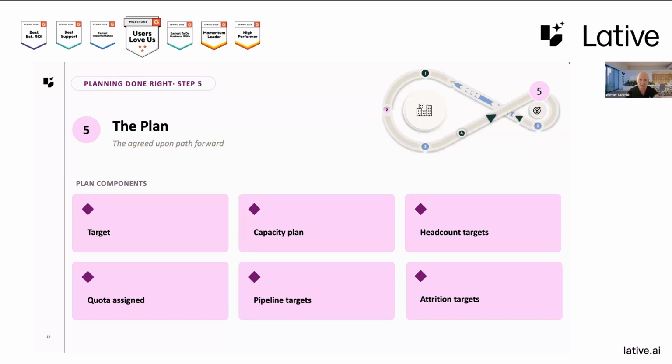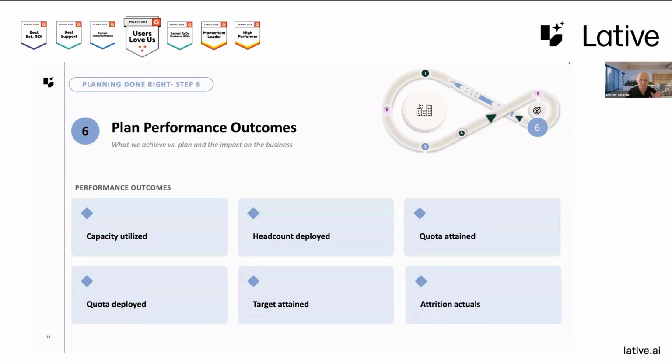Okay, so now the plan's done. How do we then track this? So capacity utilized, the headcount deployed versus we said we're going to hire them. Where are we in that? Is that person on board, and are they starting to generate revenue, and as they ramp?